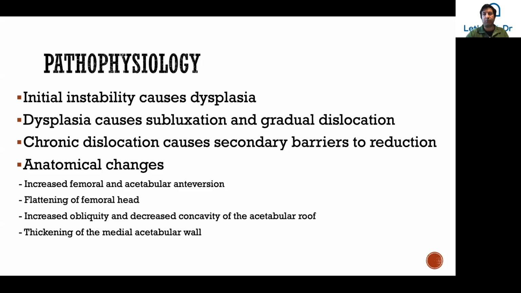As a result of this chronic dislocation, you get anatomical changes over time. The femoral head becomes flatter. You get a more anteverted appearance of both the femur and the acetabulum. You also get increased obliquity and decreased concavity of the acetabular roof. And you get thickening of the medial acetabular wall, okay? So the typical deficiency is anterior or anterolateral acetabular deficiency, whereas in a neuromuscular type like cerebral palsy, you get posterior-superior acetabular deficiency, okay?